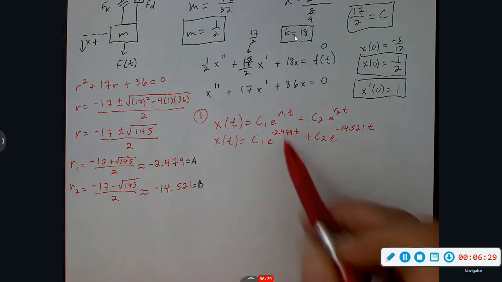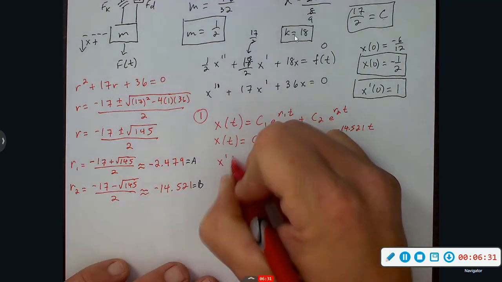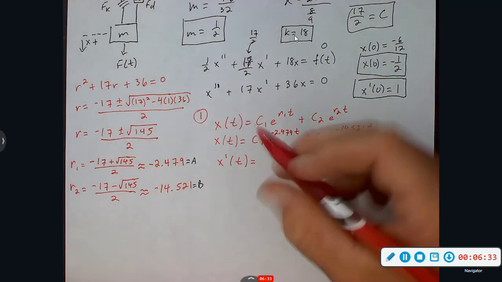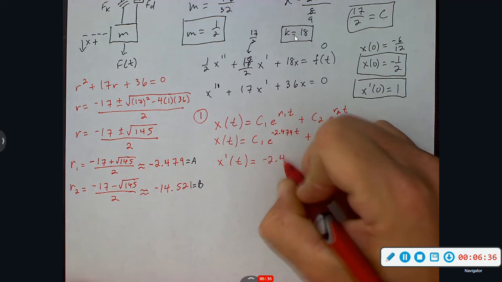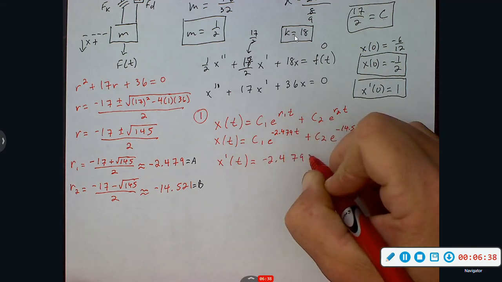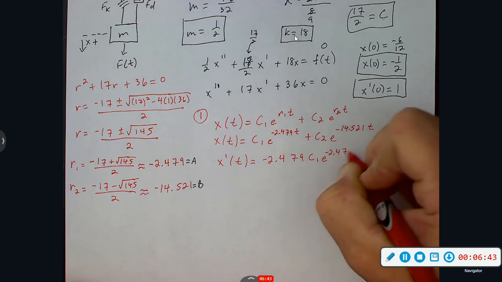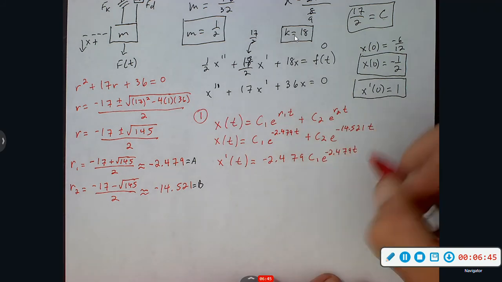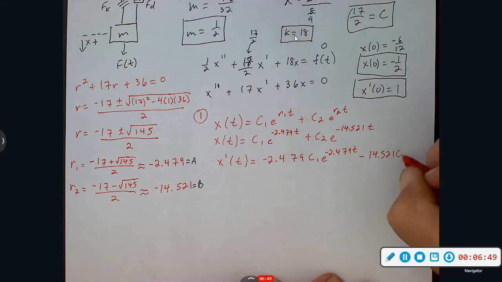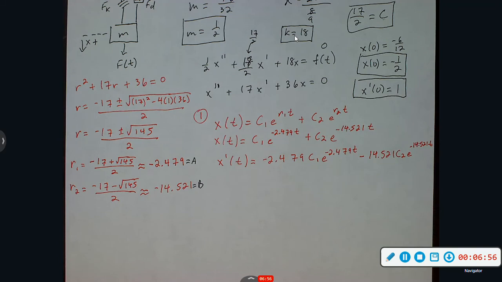Taking the derivative here, x prime of t equals negative 2.479 c1 e to the negative 2.479t minus 14.521 c2 e to the negative 14.521t. And again, I'm naming this A and this guy B here in just a little bit. I'll show you that.